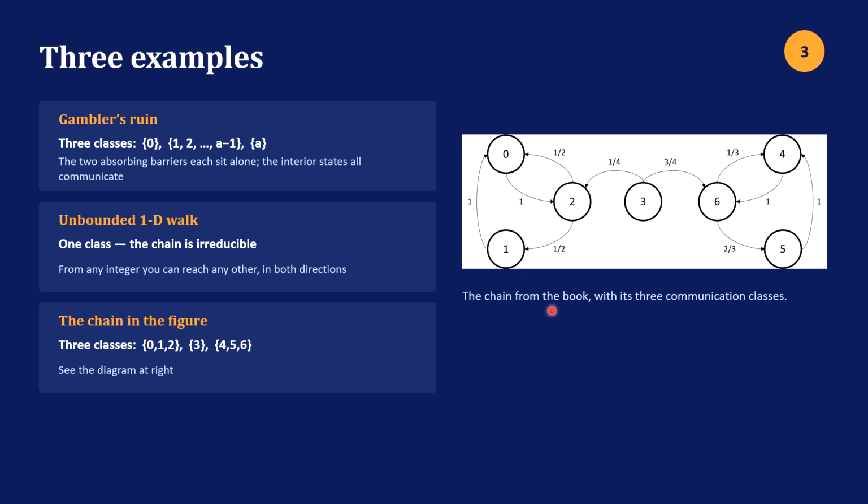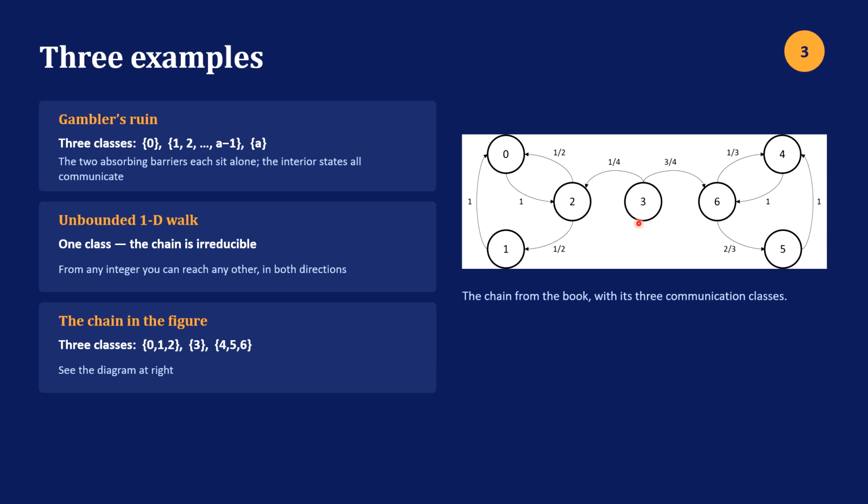Maybe we need to study this a little bit. Let's look at the first one, states 0, 1, and 2. You go from 1 to 0, from 0 to 2, from 2 to 1. You can also go back from 2 to 0. So these three communicate with each other, but you notice there's nothing coming out of this. You can't get out of these three. This probability is pointing away from 3. So this is one subclass.